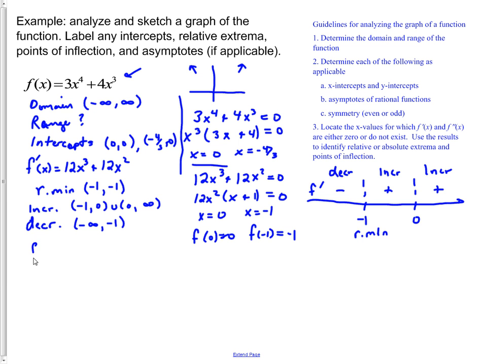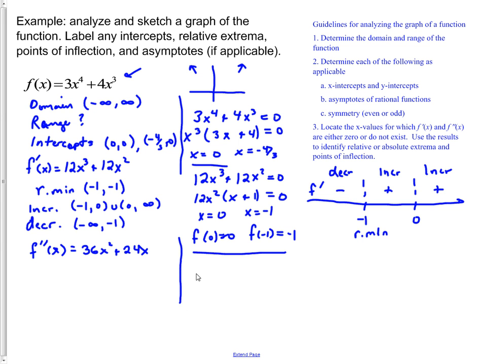Okay, next we look at the second derivative to tell us something about the concavity of the graph. We find f double prime of x. That's going to be 12 times 3, 36x squared, plus 12 times 2, 24x. So we're going to use that to help us find any points of inflection right here.